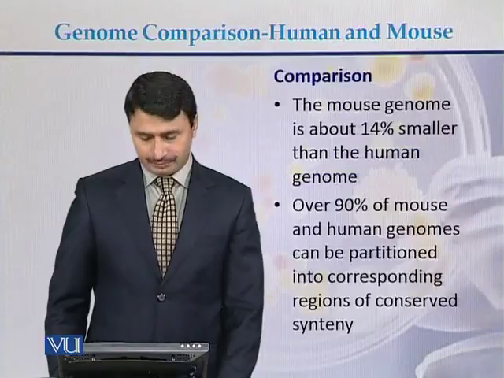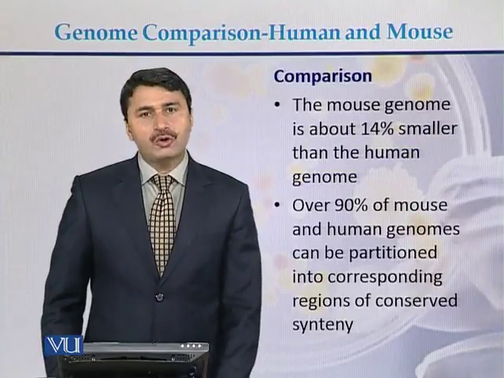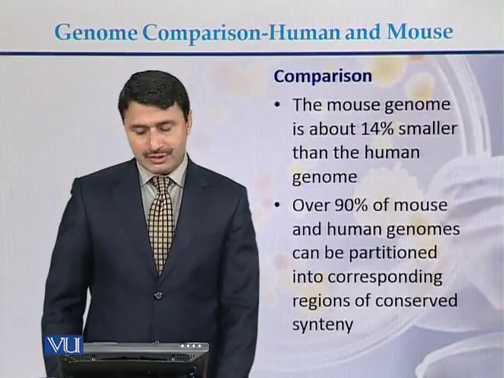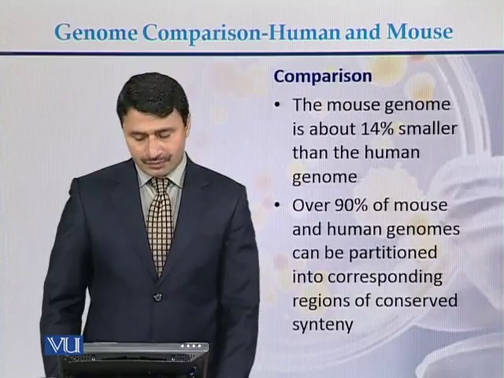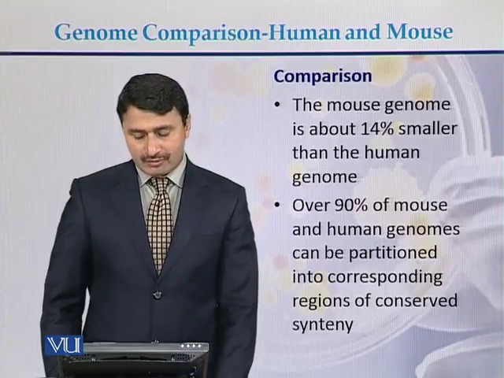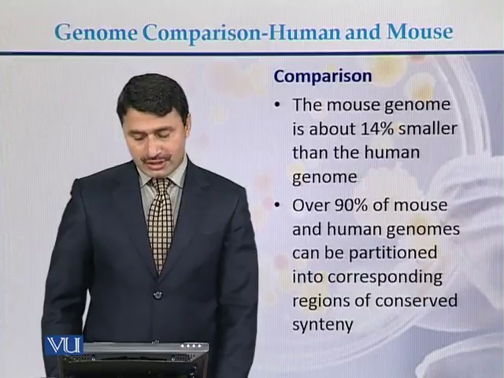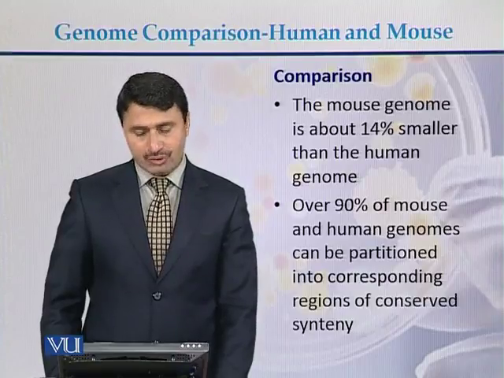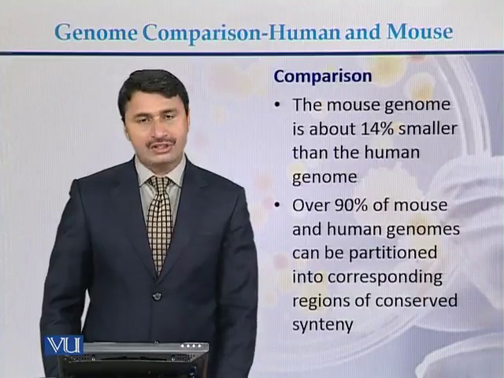Comparison between human and mouse genome. The mouse genome is about 14% smaller than the human genome. Over 90% of the mouse and human genomes can be partitioned into corresponding regions of conserved synteny.